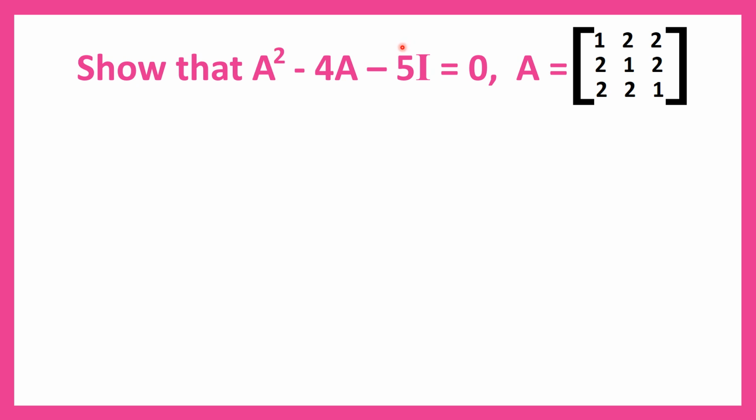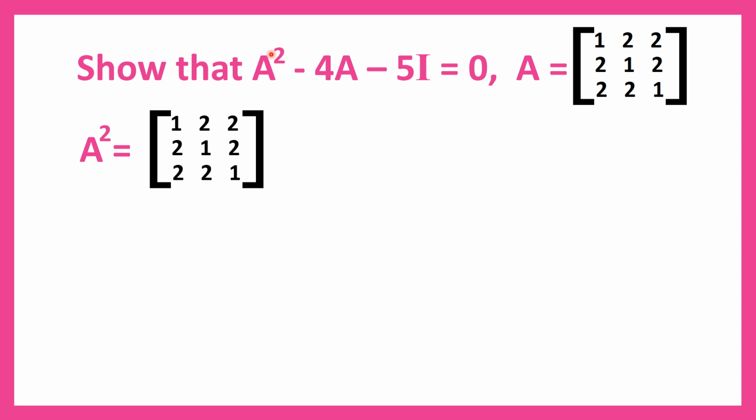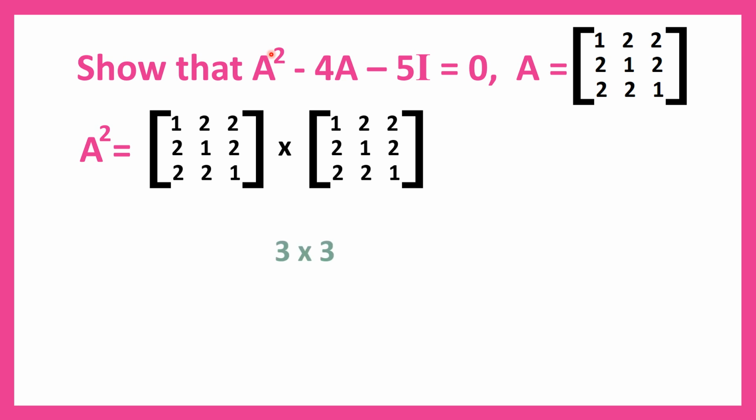And by subtracting this 4A from this A square, and from that again we have to subtract 5I, we should check whether we are getting 0 as the answer. For that, let us begin with A square. A square means A into A, that is a matrix into a matrix, and we have to check whether this multiplication is possible. A matrix is a 3 by 3 matrix and second time again a 3 by 3 matrix.